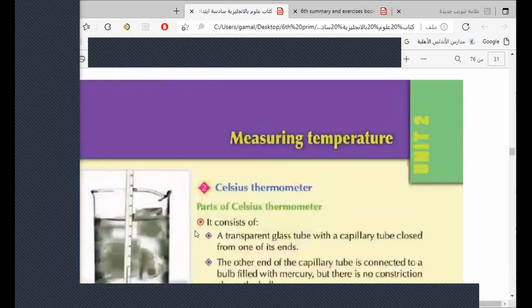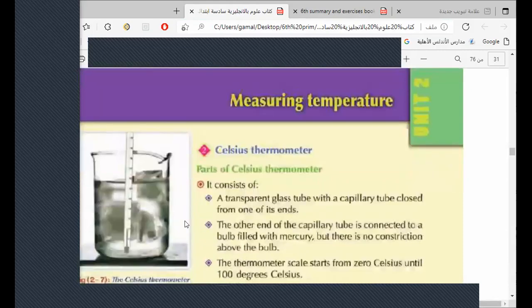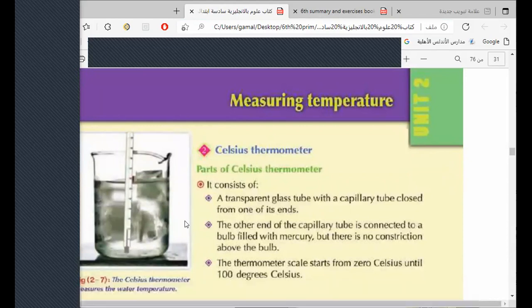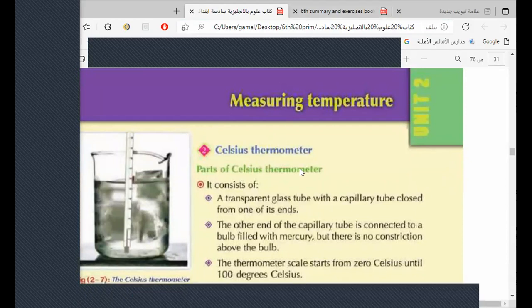If we put it in the liquid we can measure the temperature easily. Is it clear? So the first difference is the size. The size of the medical thermometer is small, but the size of the Celsius thermometer is large. It has a larger size.